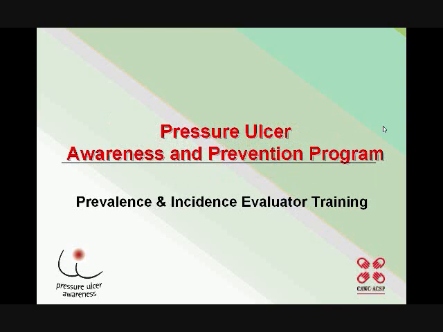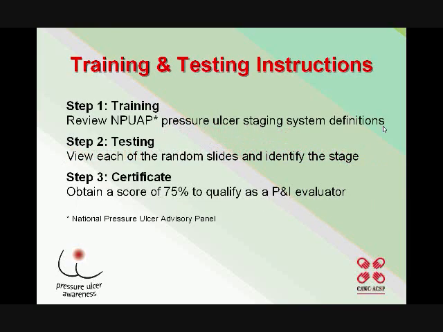In Session 4, we're going to look at the Prevalence and Incidence Evaluator Training Program, which you have available to your staff online. This training program involves training, testing, and actually gives a certificate if they obtain a score of 75%, which qualifies them as a Prevalence and Incidence Evaluator.